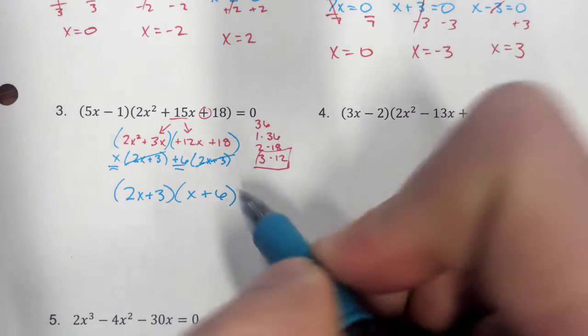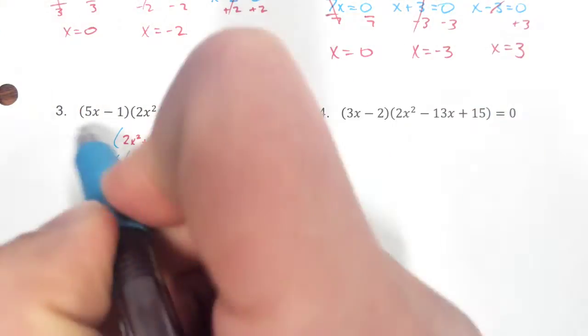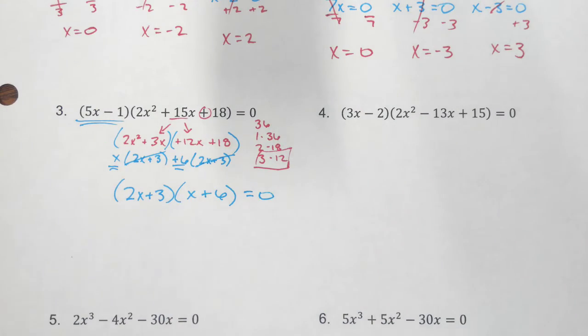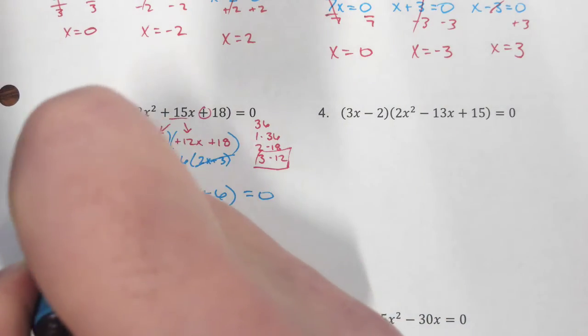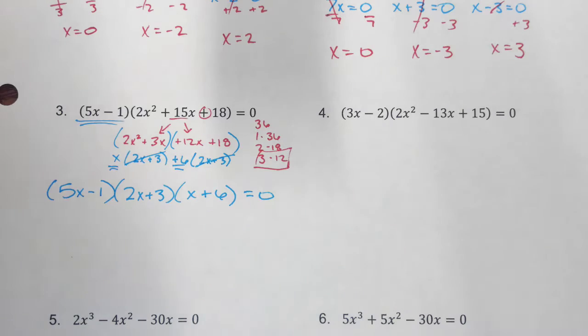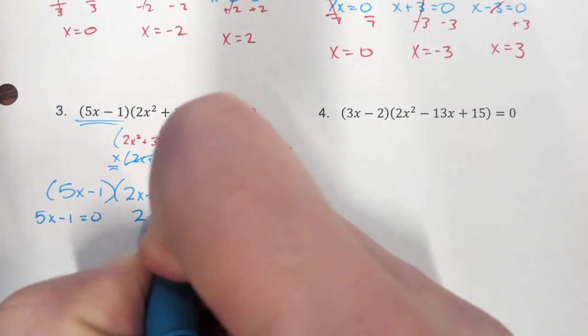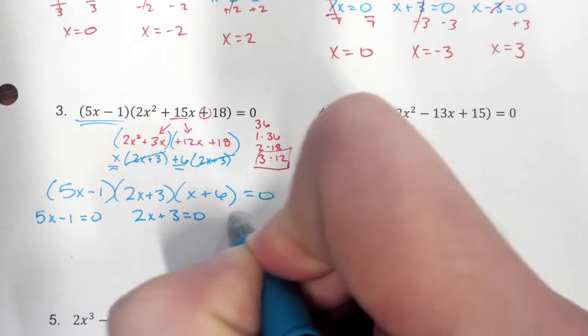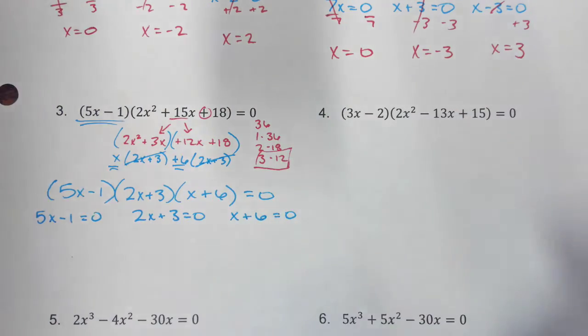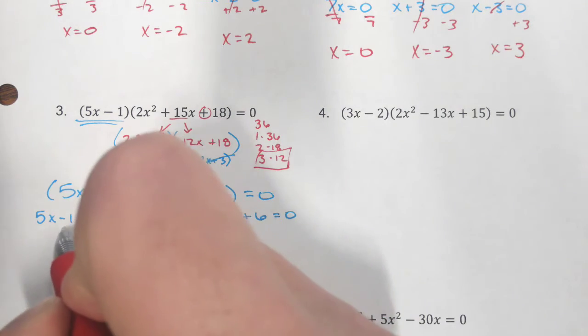So we would have the 2x plus 3 that's in common, and then the leftovers in the second parenthesis, x plus 6. Don't forget the equals 0, and also definitely don't forget that first factor that was already out front. It needs to be rewritten. So now it's completely factored. We take each factor and individually set them equal to 0. So 5x minus 1 equals 0, 2x plus 3 equals 0, and x plus 6 equals 0. Each of these takes just a couple seconds to figure out.